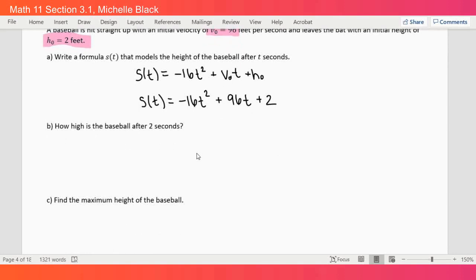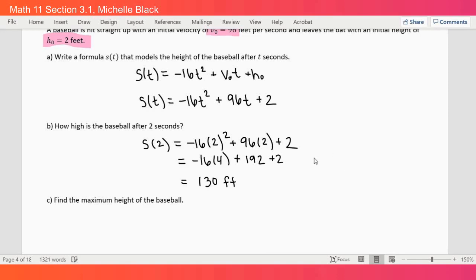How high is the baseball after 2 seconds? Well, remember t stands for time in seconds. So all this is saying is plug in 2 for t, and it'll give you the height. Take a second to evaluate that and then come back and check your work. And you should have got 130 feet for the height of the baseball after 2 seconds.